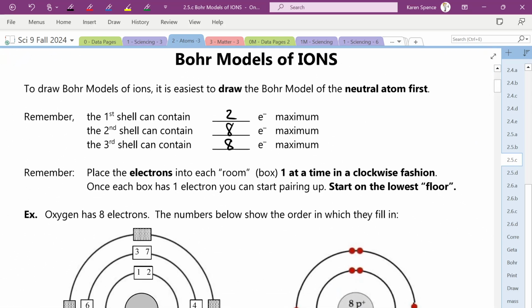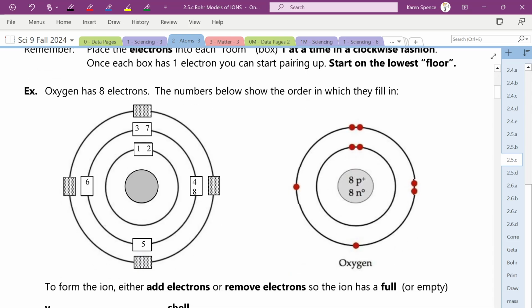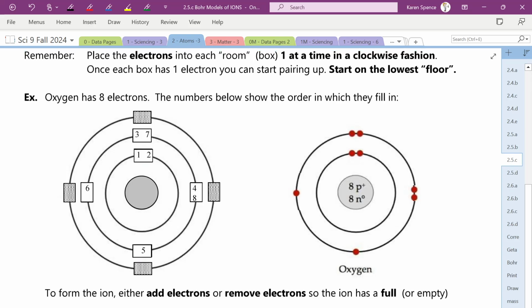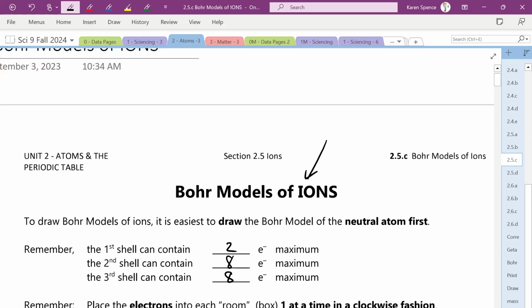The easiest way, don't miss this because this is important for most of you. The easiest way to draw the Bohr model of an ion is to draw the neutral atom first, and then either put electrons in or take electrons out. So what do you draw first? Bohr model of ions, draw the neutral atom first.